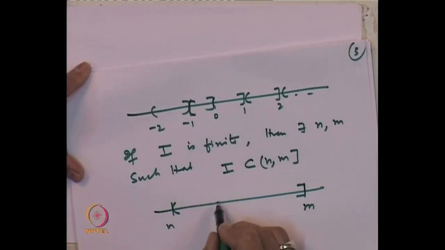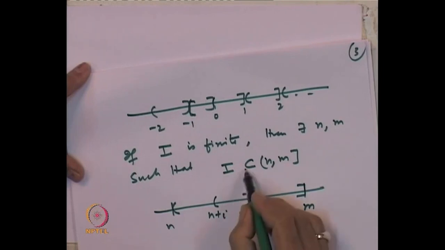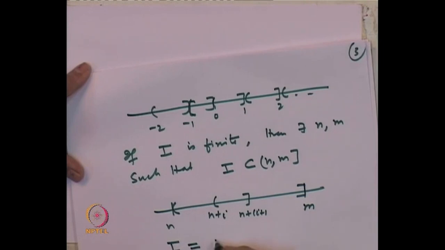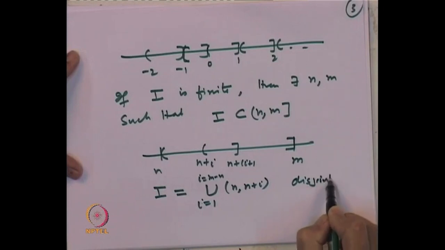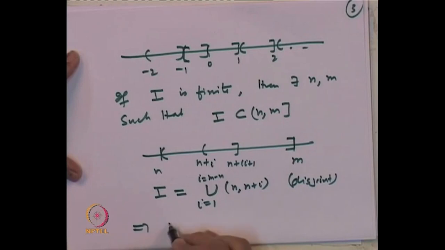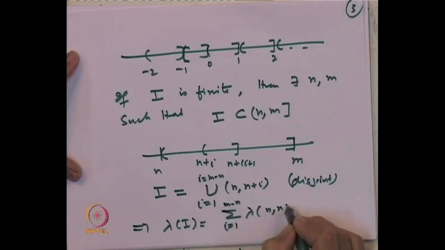So, this is n plus i and this is n plus i plus 1, intersection with this I. So, what we are saying is this I can be written as a union of n to n plus i, for i equal to 1 up to i equal to m minus n. And now let us observe that this is a disjoint union and a finite number of them. So, this will imply the length of I is equal to the summation i equal to 1 to m minus n of the length of the pieces.